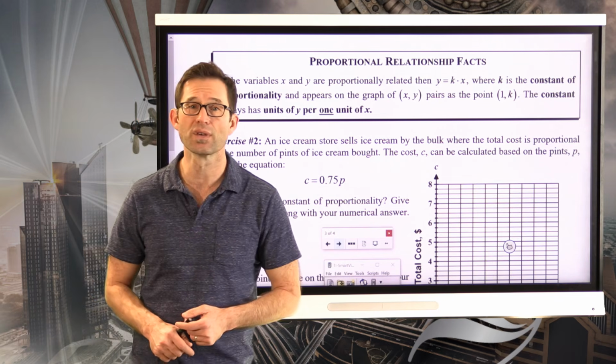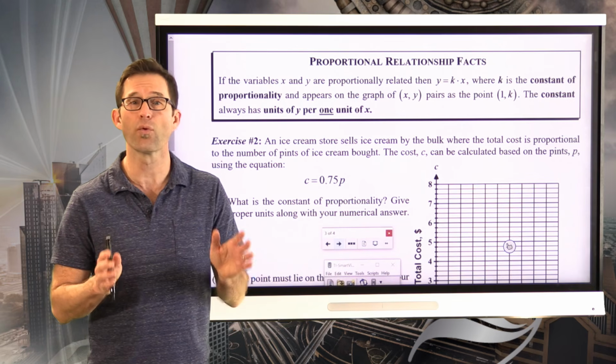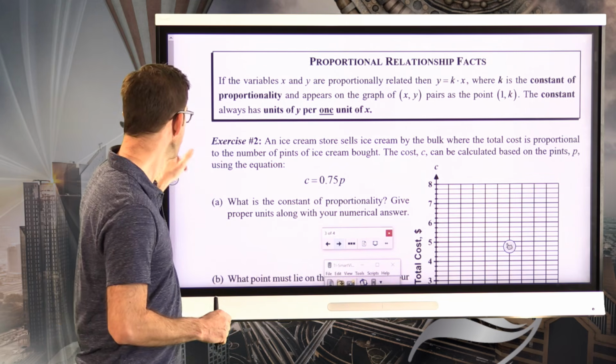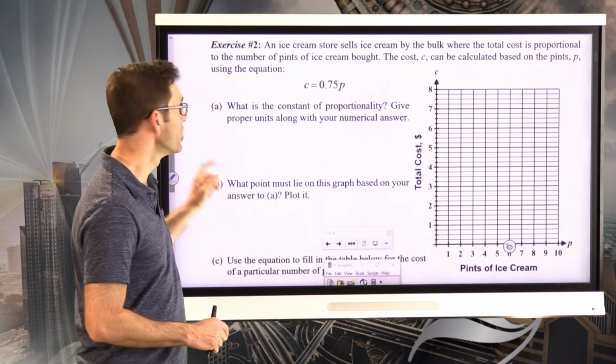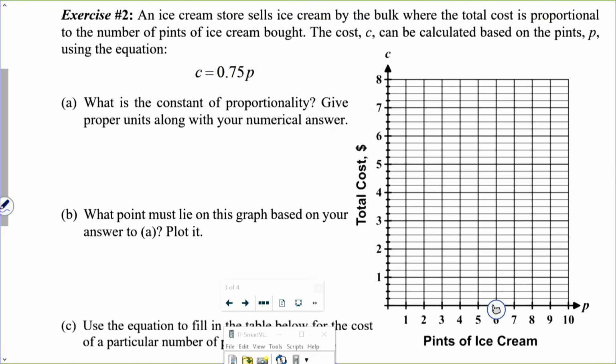Now let's take a look at exercise number 2, where we actually start off with the equation itself. So let's do it. Exercise number 2. An ice cream store sells ice cream by the bulk where the total cost is proportional to the number of pints of ice cream bought.